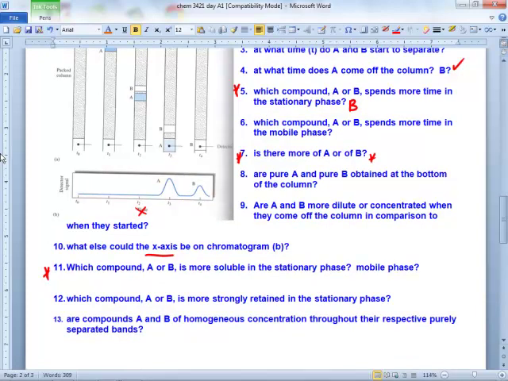Which compound, A or B, is strongly retained? I'm just playing with terminology. Which compound, A or B, is more strongly retained in the stationary phase, Kathleen? B, yeah, right? Because B is taking longer. It's more strongly retained. Are compounds A and B, Jeff, of homogeneous concentration throughout their respective purely separated bands?